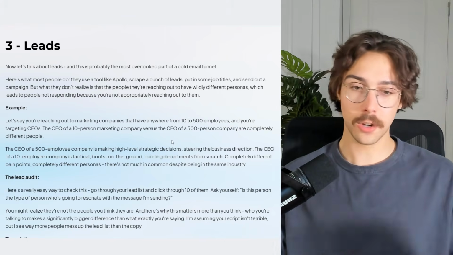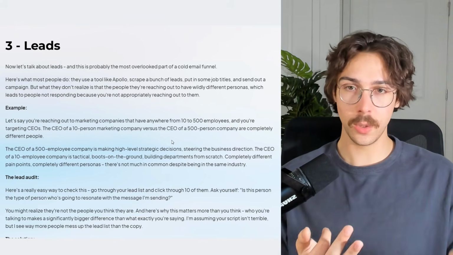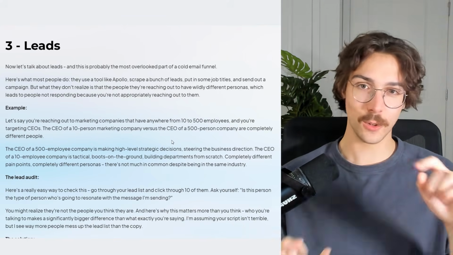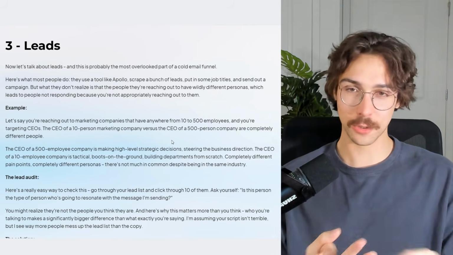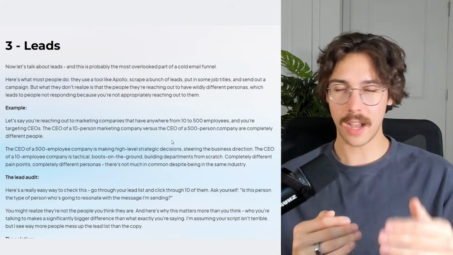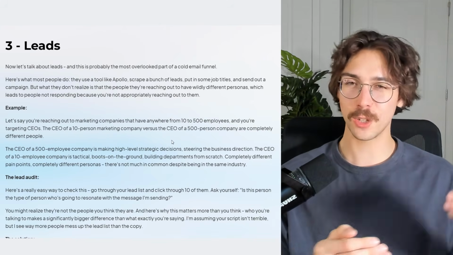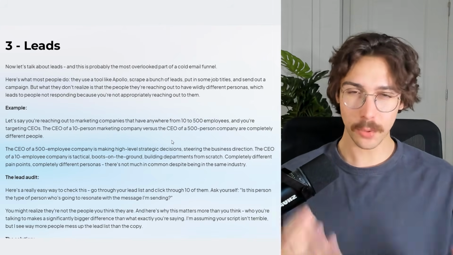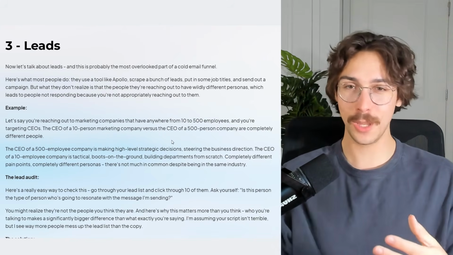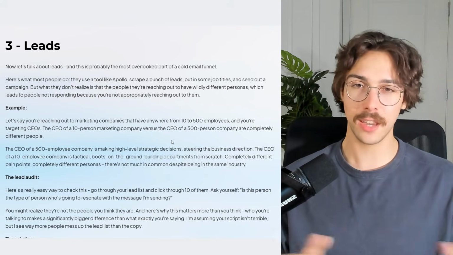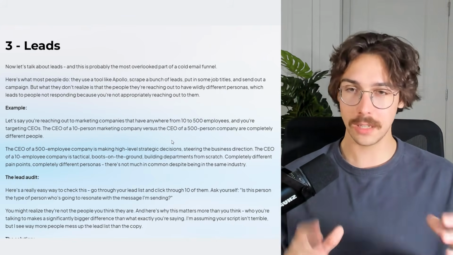Now, within healthcare, there's hospitals, there's individual clinics. Within individual clinics, there's optometrists, there's chiropractors, there's heart surgeons. And the way that you'd speak to a chiropractor and the way that you'd speak to a heart surgeon or a dentist is completely different. And a lot of people write their cold email campaigns saying, "Hey, I saw you're in healthcare," when these people are completely different types of people.